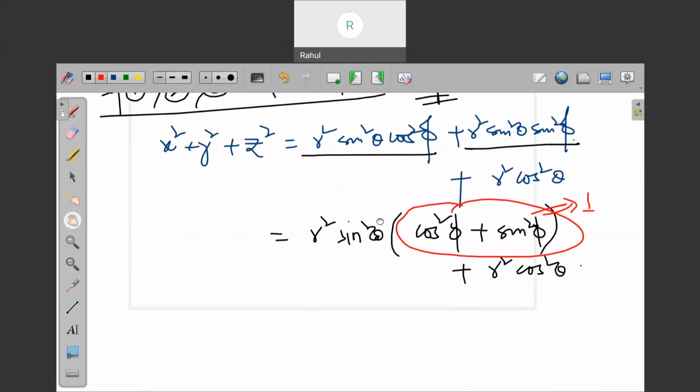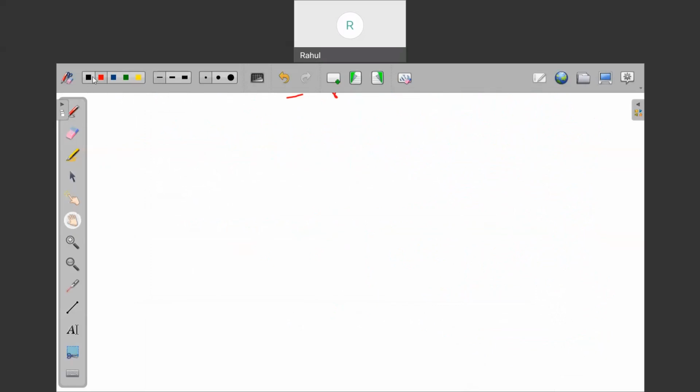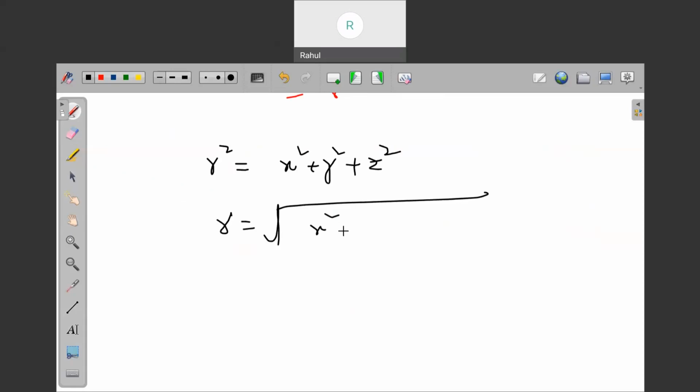And now what you can do here is take r square common. So r square will be equal to what? Sine square theta plus cos square theta, right? So you can say this is r square. Okay, so now what relation you have got here is that r square equal to x square plus y square plus z square. So what you can say, r equal to the square root of x square plus y square plus z square, right?